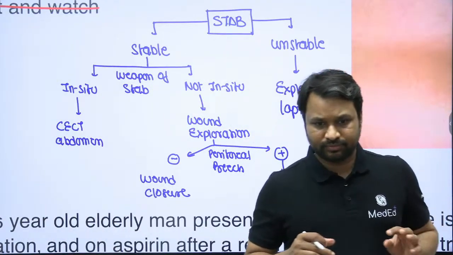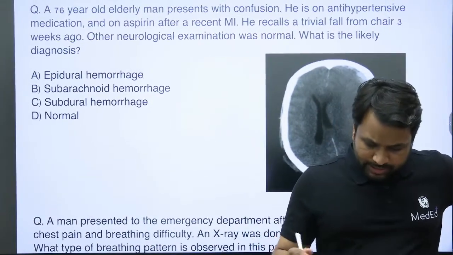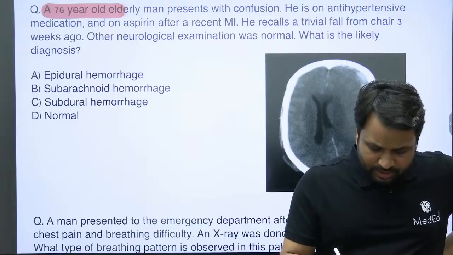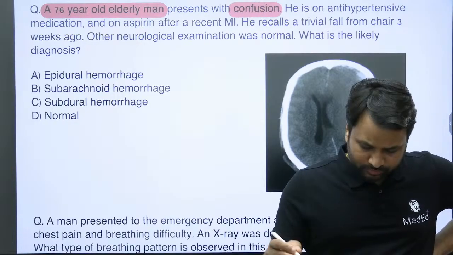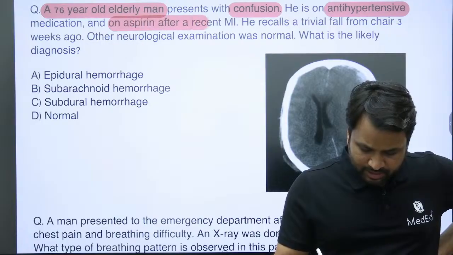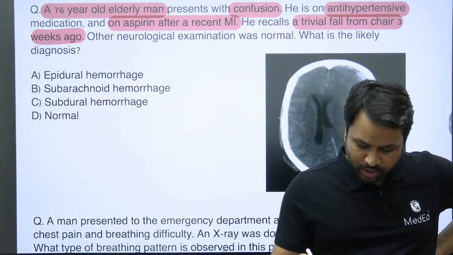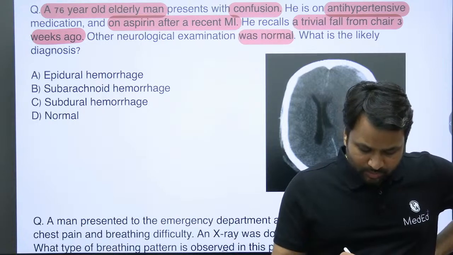Okay. So, going into the next question, what do you have? A 76 years old man, confusion. He's on antihypertensive medication, on aspirin with recent MI. Trivial fall from the chair 3 weeks ago. Neurological examination was normal. What is the most likely diagnosis?